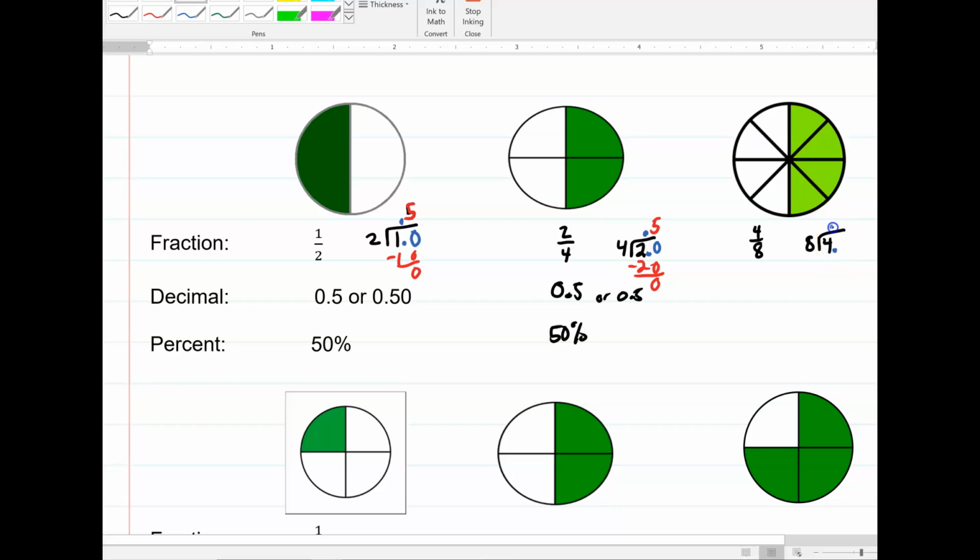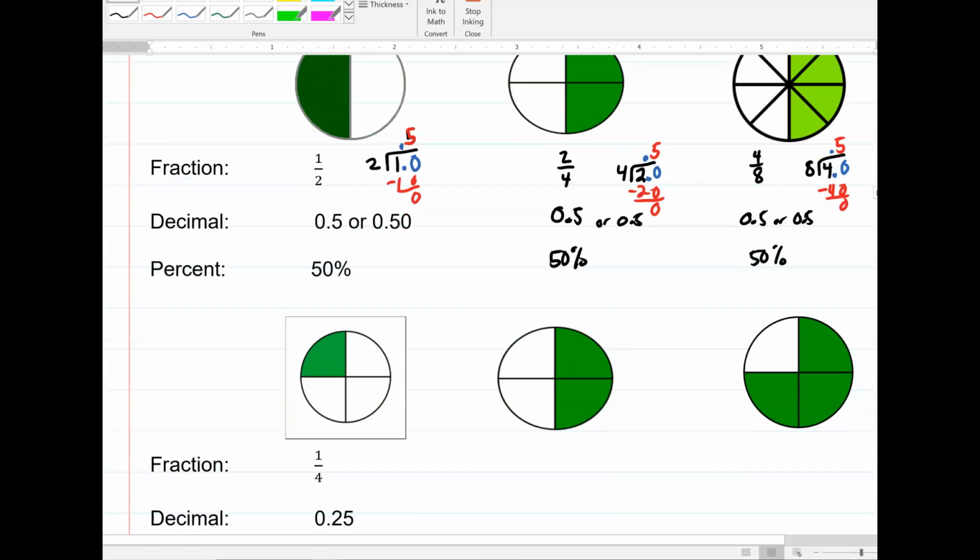So decimal, 0. How many times does 8 go into 40? Well, it goes in there 5 times again, right? You got nothing left over. And again, that's why it's 0.5. Again, you could say or 0.50 and 50%. Okay, so those are your halves. Your halves are always 1/2, 0.5, and 50%. Those are the equivalents, right?